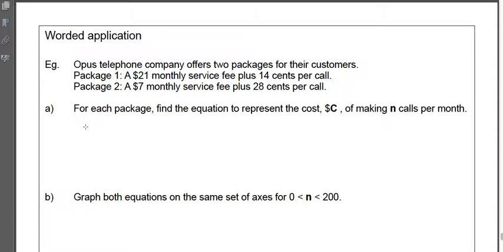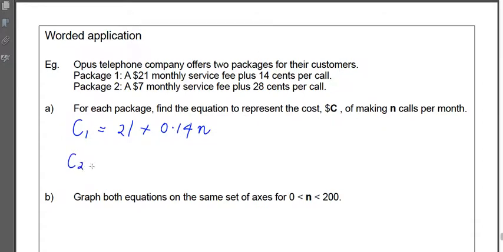So for package 1, I'm going to call it cost 1 or C1. Well, it's going to cost you $21 whether you make any calls at all. So 21 plus, let's add on the price per call, which is 0.14, and we need to multiply that by the number of calls. So for each call that you make, it's going to add on $0.14 or 14 cents.